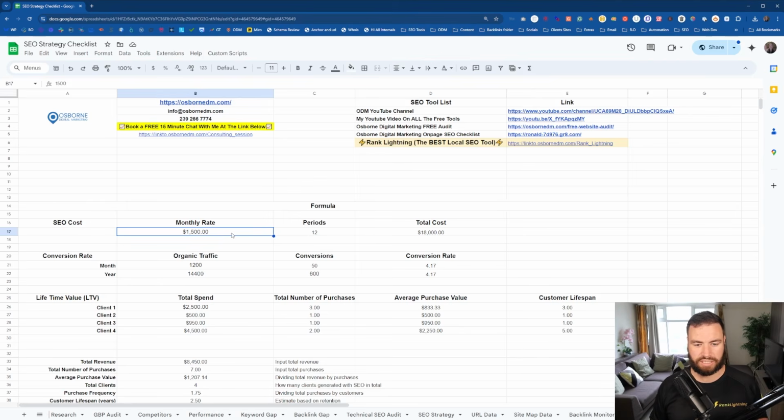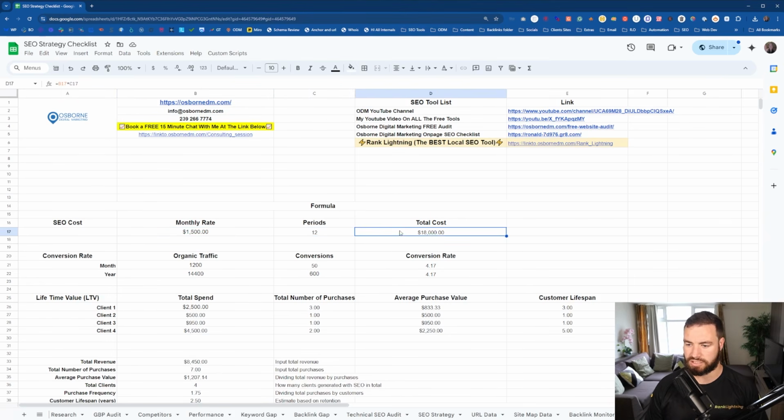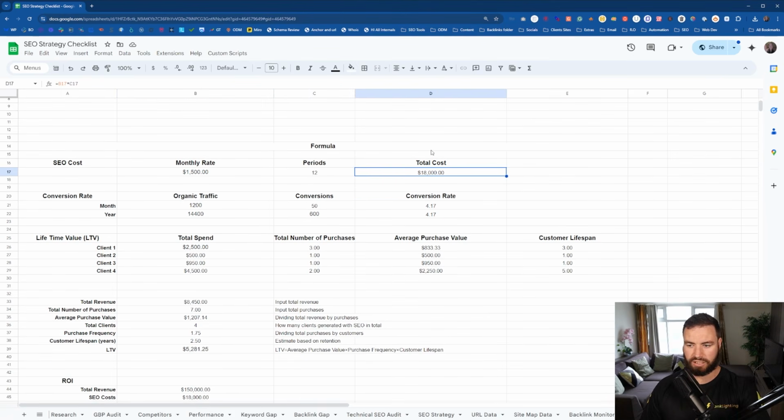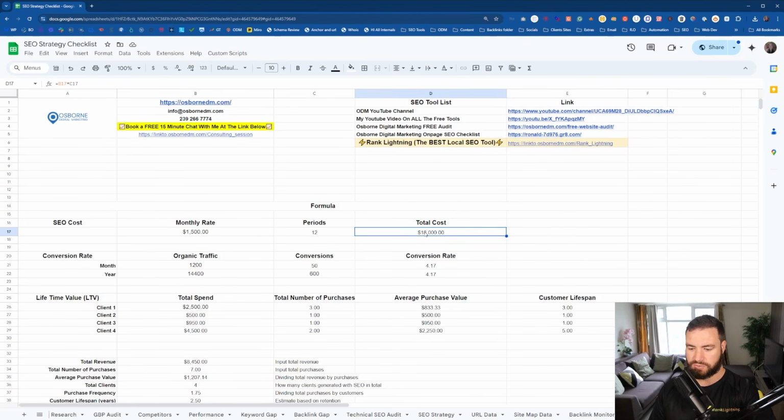So the first thing that you're going to need to do is look at and determine your SEO costs. So essentially this is very, very easy to do. Put in, like what I've done here, 1,500 as a monthly rate, and the periods. Perhaps you're doing it for 12 months and it's going to spit out the total cost here. That's what we're looking at, all right? We're looking at the total cost of the SEO right here.